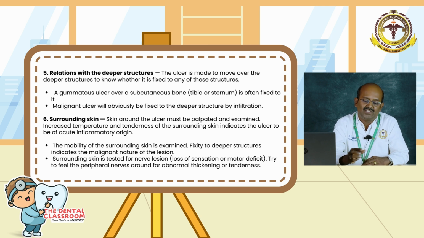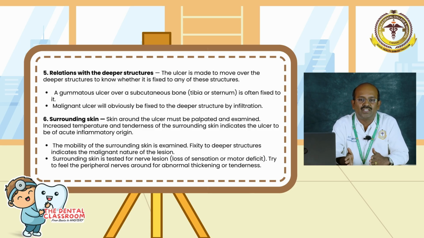And then we can see whether we can mobilize the surrounding structure. If the surrounding skin is moving, that means there is no deeper infiltrate. If the surrounding skin is not moving, that means a deeper infiltration has already taken place, in case of malignancy. And then we have to do the nerve examination of the surrounding structure, whether the peripheral nerve supply to the surrounding structure is fine or not. With this, we are finished with the inspection and the palpation.